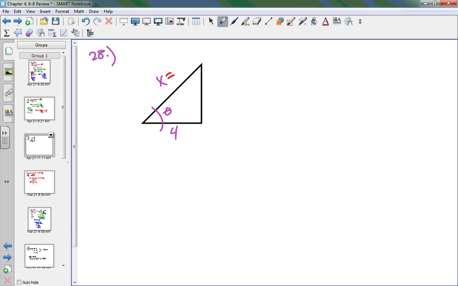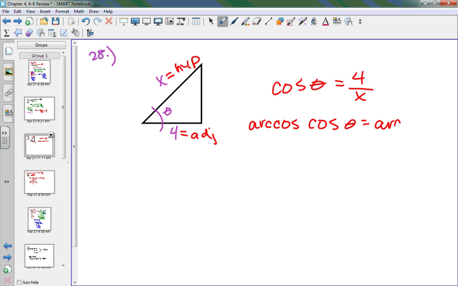The hypotenuse. According to theta, what is 4? What trig function deals with adjacent and hypotenuse? So what you're telling me is the cosine of theta is equal to 4 over x. But I need to solve for theta. So how do I get rid of cosine? Take the arc cosine of both sides. So that's gone, and theta is equal to cosine inverse of 4 over x.